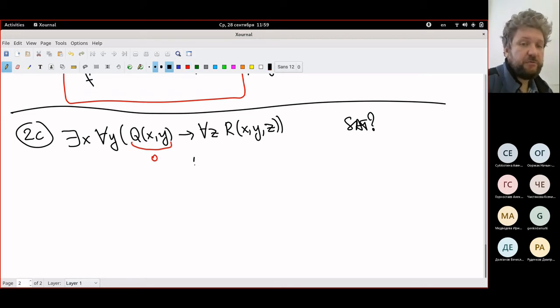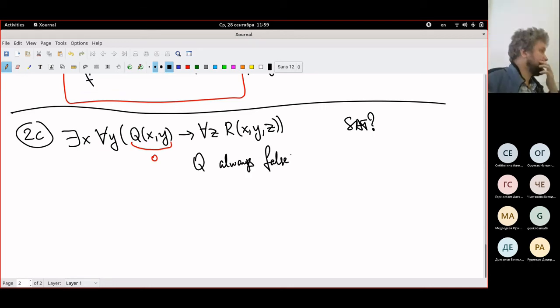You can make that Q always false. And that's it. Because the conclusion does not depend on Q anyway. It's only about R. And then the implication holds. Or you can make R always true, for example. So many ways to satisfy it. It's an easy exercise. Okay? Got it? Yes, I got it.